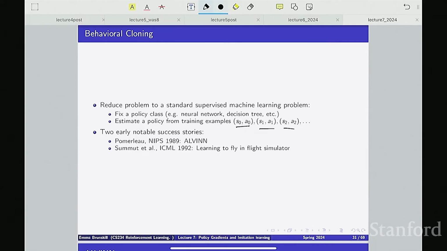And there were some really early successes, like Alvin from a very long time ago, and then in 1992 learning to fly in a flight simulator. Really early on in the modern history of reinforcement learning, people thought, could we just reduce this problem? And we'll see in a second one of the challenges that comes up when we do this, but it certainly can be really helpful.